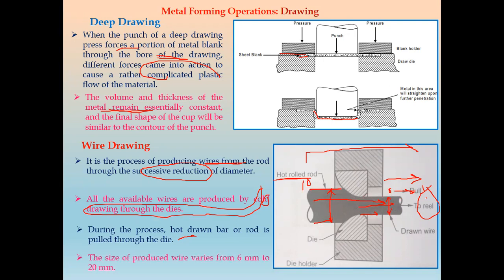So the size of produced wire may vary from 6 to 20. So we have sizes that may be 6, 8, 10, 12, 14. All steel bars are produced by this wire drawing process, or a cold drawing process.